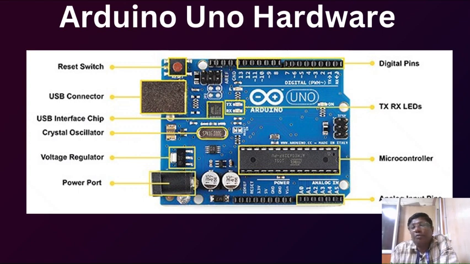So you have to give power through the power port to the Arduino. Then the microcontroller, where all the program is carried out, and the LED light. The board has a default LED light, which you can use for fundamental programs. You also have the digital pins and analog pins. Here you have the analog pins, and here we have the 3.3 volt and 5 volt and ground. Whichever pin you need, you have to use accordingly.